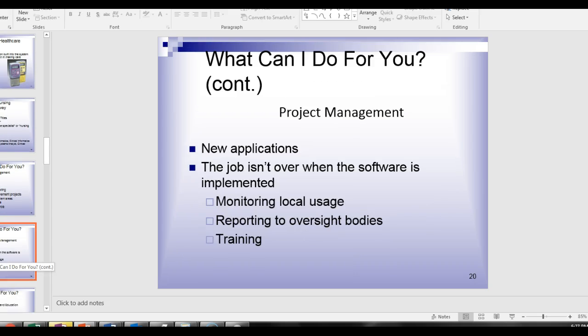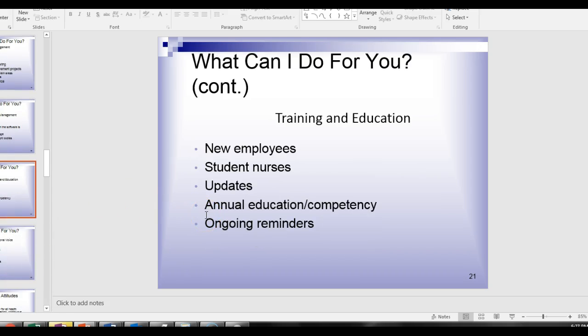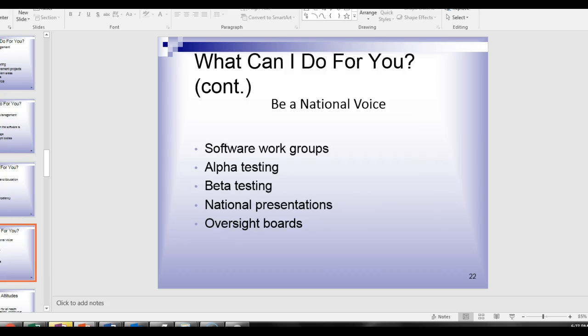Project management, new applications. The job isn't over when the software is implemented. So you want to monitor the usage, the end users, oversight, and training and education. So new employees, student nurses, updates, annual education and competency, and ongoing reminders. And you can be a national voice.